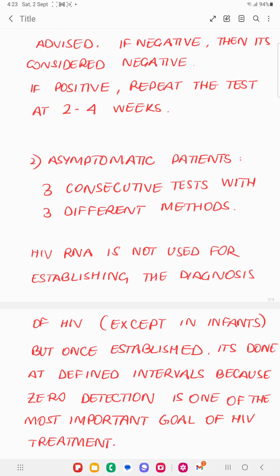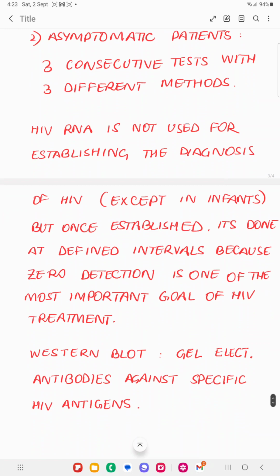HIV RNA is not used for establishing the diagnosis of HIV except in infants, because there is maternal transfer of antibodies from the mother to the infants, and they are invariably positive for the antibody test, but that does not mean that they are infected. Here HIV RNA may have a role in detection of HIV infection. Once established, the RNA tests are done at regular intervals because we want it to be undetectable. That is one of the major important goals of HIV treatment, HIV RNA becoming undetectable.